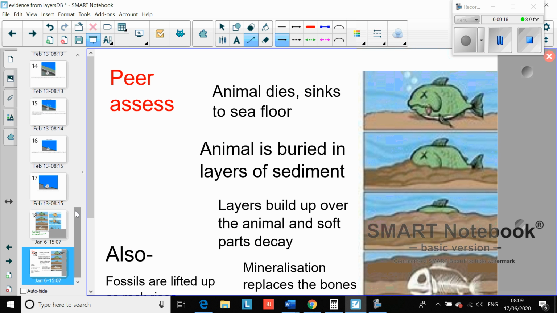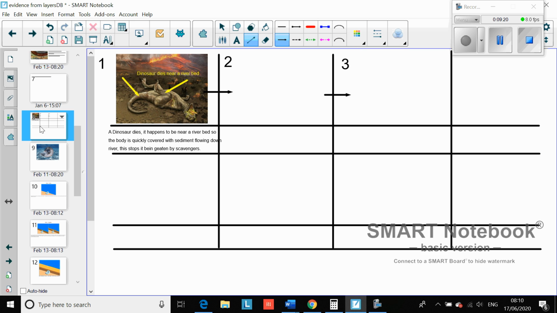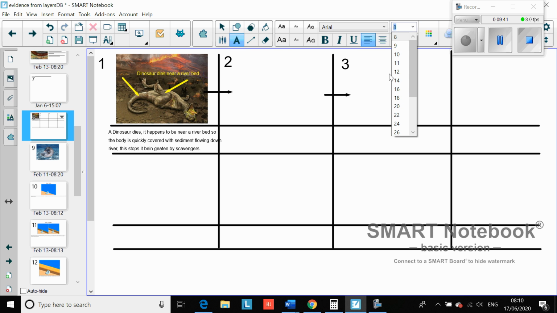Okay, so your task is to produce a storyboard of how fossilization happens. Now, you might need to go back to the YouTube videos, or you might need to just quickly pause the video and refer to certain things I've already shown you. But I'm looking for really detailed things. So a couple of keywords you are going to absolutely need in there. I'm just going to add them in for you at the bottom here. These keywords must appear somewhere.